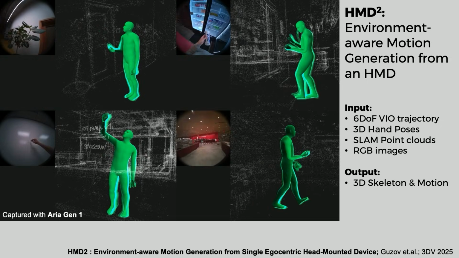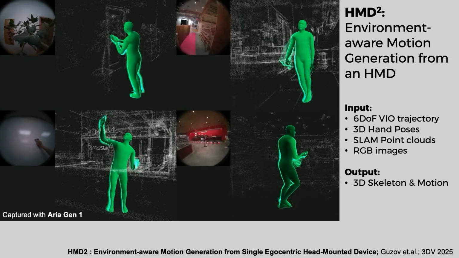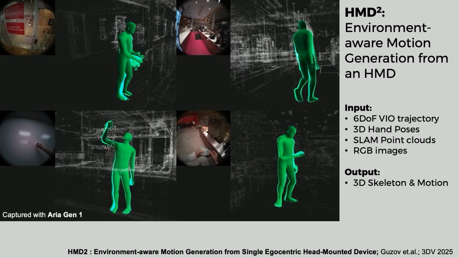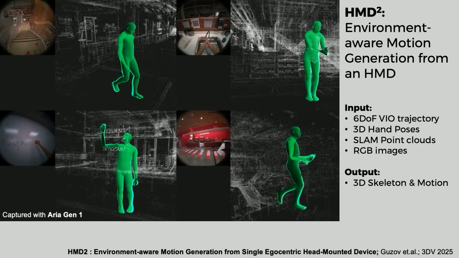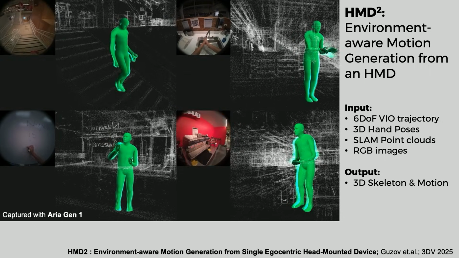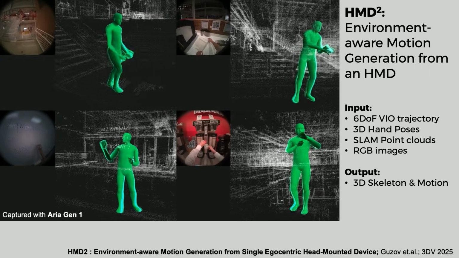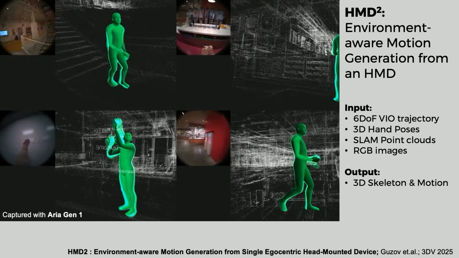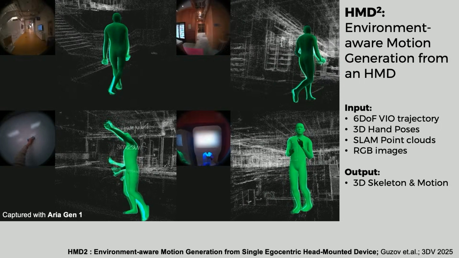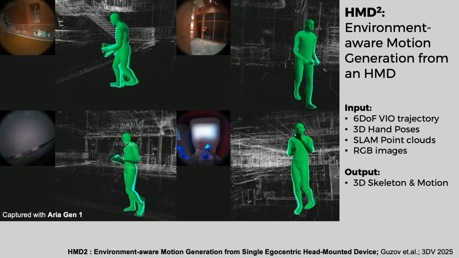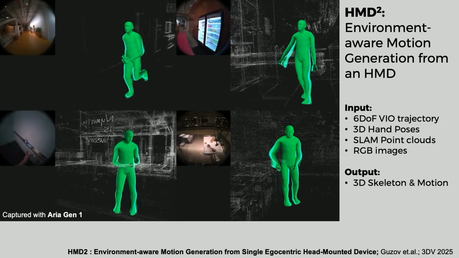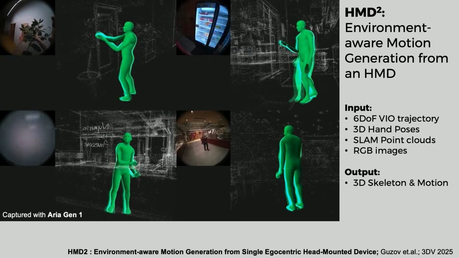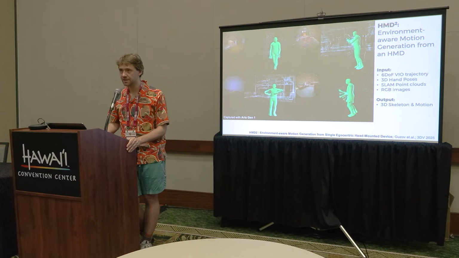Turns out how your head is moving is really quite informative when it comes to how the rest of your body is moving. The other inputs are 3D hand poses when they're visible, the point clouds we get from SLAM, as well as RGB images to get a bit more environmental context. And all of this as input then uses a generative model to reconstruct the 3D skeleton shape and motion. And you can see that rendered here in the videos.